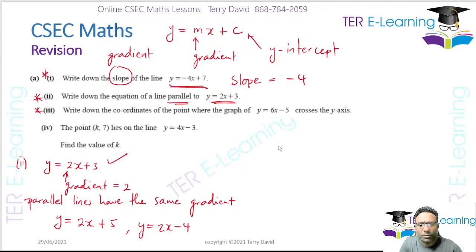The third part now: write down the coordinates of a point where the graph crosses the y-axis. Now these are questions that you can be given in the exam, right? So part 3.